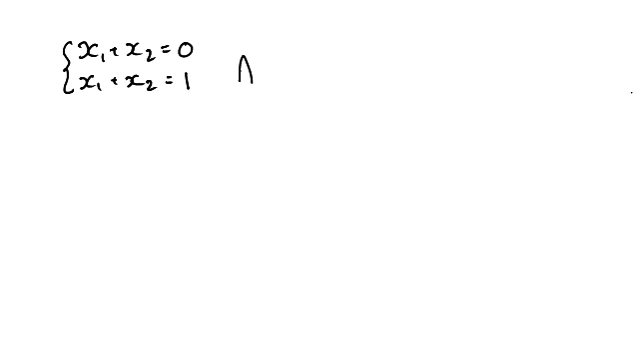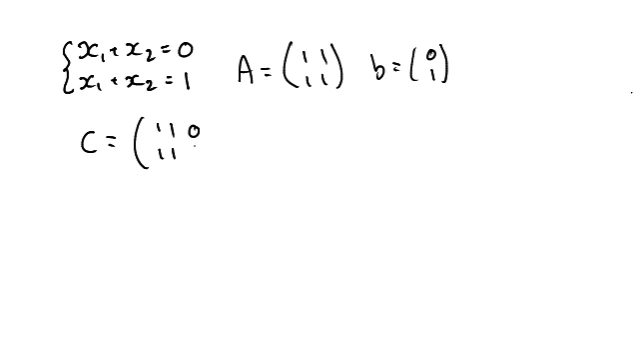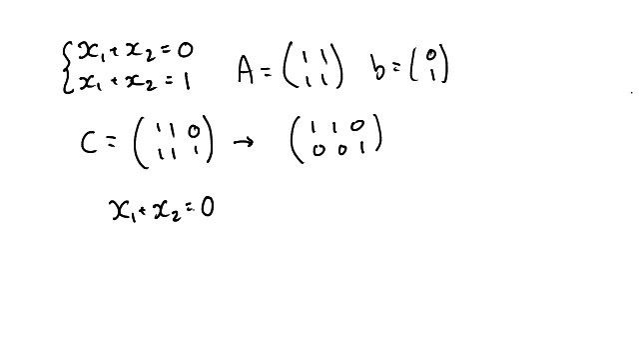In this case, our coefficient matrix is 1, 1, 1, 1. Our b is 0, 1. Our augmented matrix is 1, 1, 1, 1, 0, 1, like this. And the reduced row echelon form of this matrix is 1, 1, 0, 0, 0, 1. Simply subtract the first row from the second. And this augmented matrix represents x1 plus x2 equal to 0 and 0 equal to 1. That is the second row.